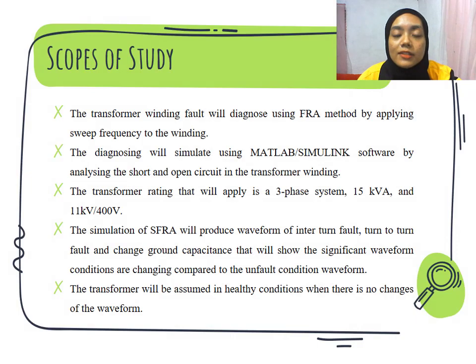The scopes of the study: firstly, the transformer winding fault will be diagnosed using the FRA method by applying the sweep frequency to the winding. The diagnosing will be simulated using MATLAB or SIMULI software by analyzing the short and open circuit in the transformer winding. The transformer rating that will be applied in this project is a 3-phase system, 15 kVA and 11 kV to 400 volt.